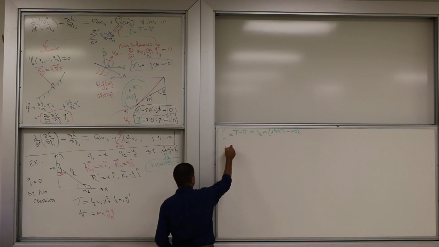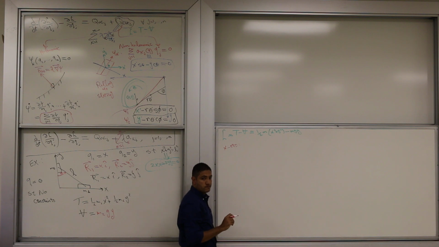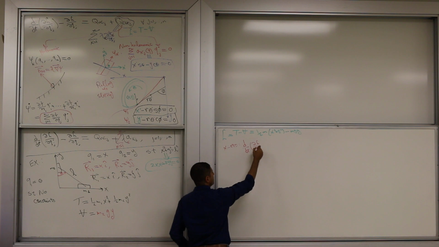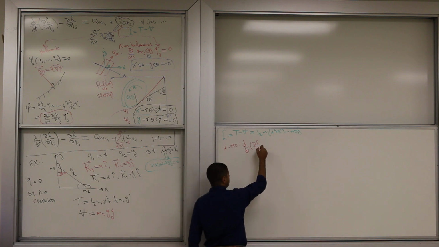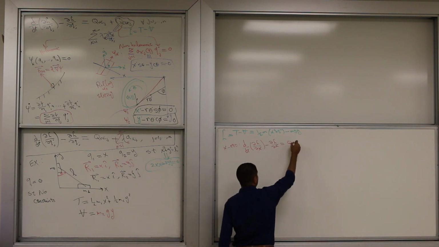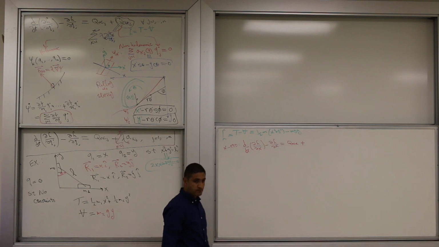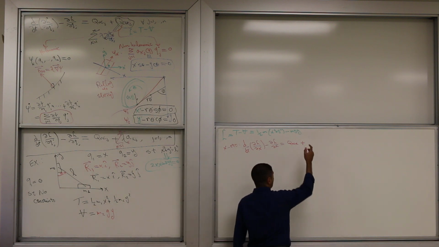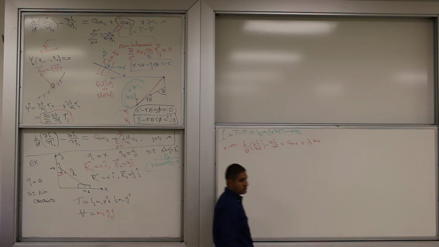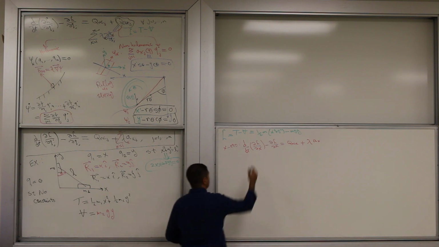Your x equation, please. What's the x equation? Lagrange equation: d by dt of partial L, partial x dot, minus partial L, partial x, equals your non-conservative force in the x direction plus your constraint. What's my constraint? I have only one constraint, so it's lambda times the coefficient of x in the constraint equation. Let's substitute, please.